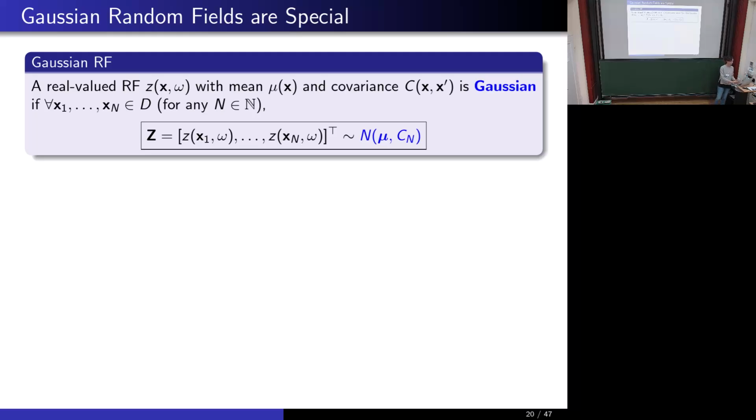We say a random field is Gaussian with a mean function mu and a covariance function c if, no matter where you evaluate it, and no matter for how many points you evaluate it at, the associated vector is a multivariate Gaussian random variable with mean vector mu and covariance matrix Cn that I just defined. It says the finite dimensional distributions are multivariate Gaussian, basically. That is the definition of a Gaussian random field.